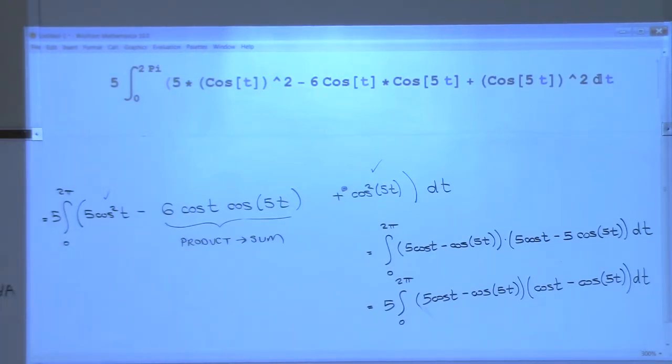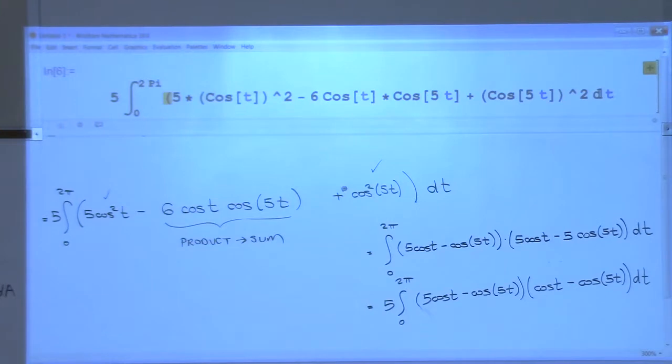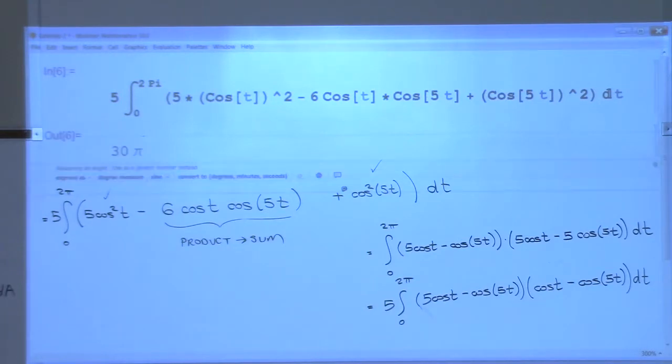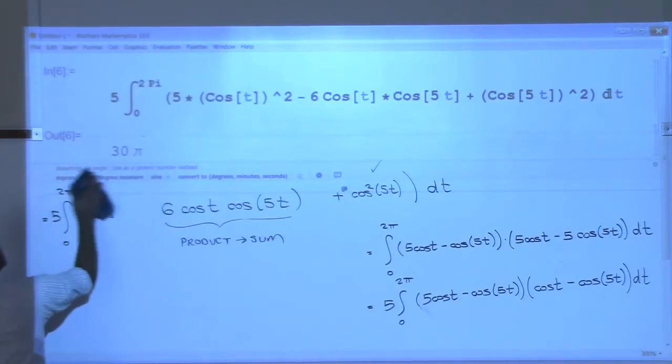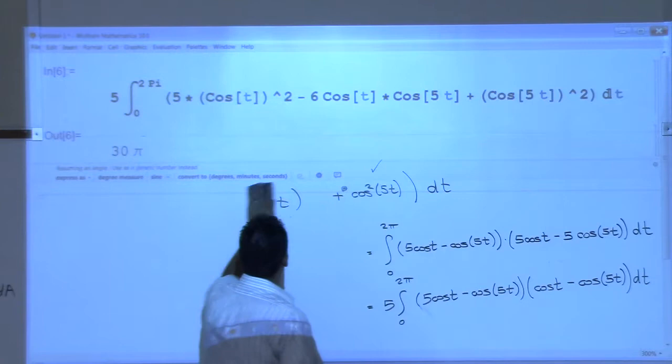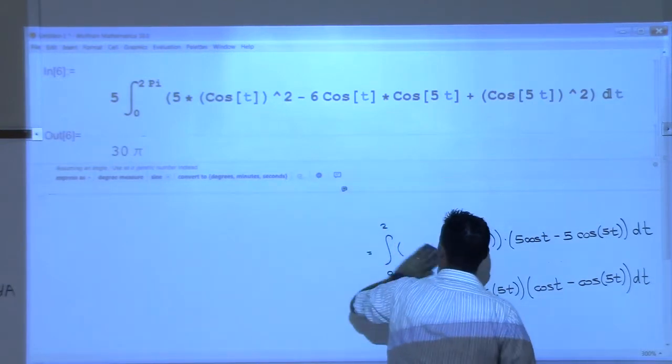All right. It don't like me. 30 pi. All right? So pretty cool that we can use that Green's theorem backwards to find the areas of some pretty crazy shapes.